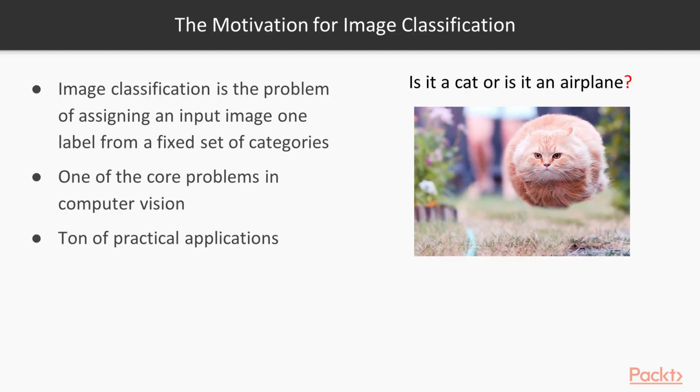So let us first discuss the motivation behind image classification. Image classification is, simply put, the problem of assigning a label to an input image. So given an image, our model needs to predict whether there is a cat or an airplane in the image. This is also one of the core problems in computer vision, which has tons of practical applications.